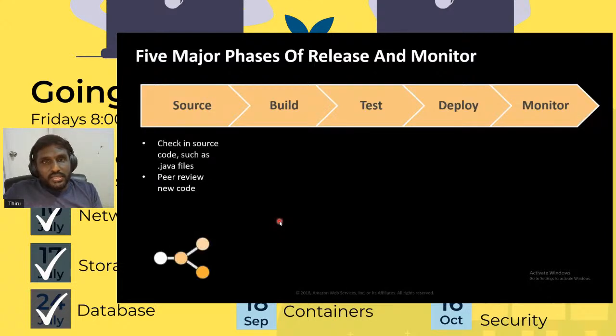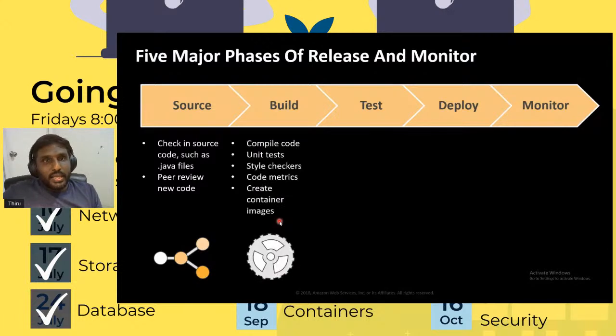So this is the source. The first phase is source, which is writing the code. So we check in code using some sort of source repository. The source repository is really important. We need a mechanism to build the code, whether it's compiling the code or packaging it into some sort of container or something like that.